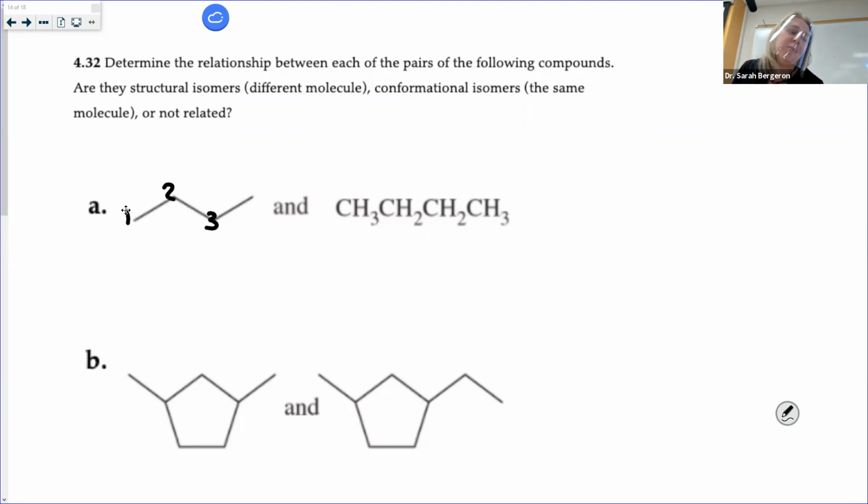So I'm going to count my carbons on the first molecule. I count my carbons on the second molecule. Do I have the same number of carbons? Yeah. Okay, so then I can say that most likely this is going to be an isomer, right? But I need to figure out what kind of an isomer it is. So what do we think? Structural or conformational? Why?